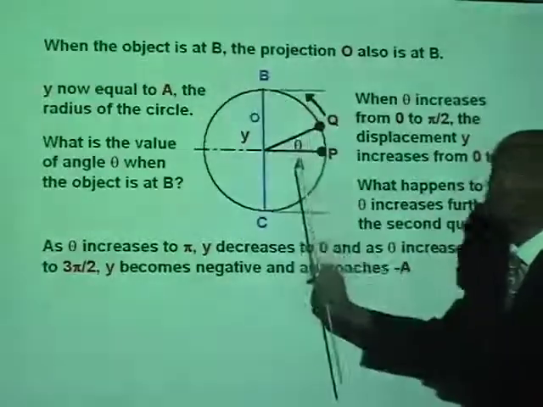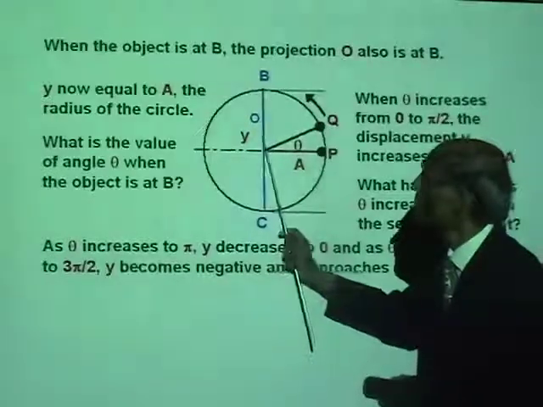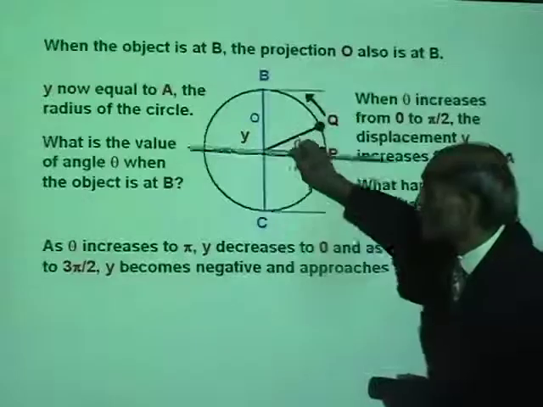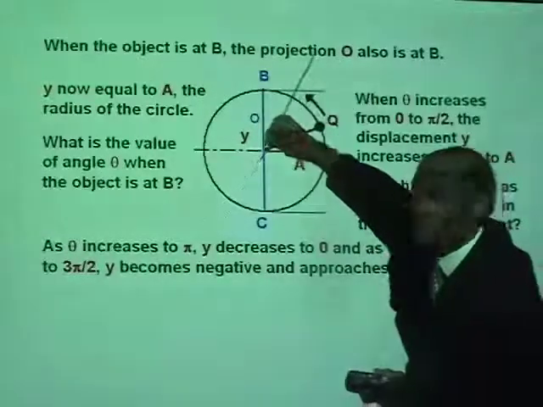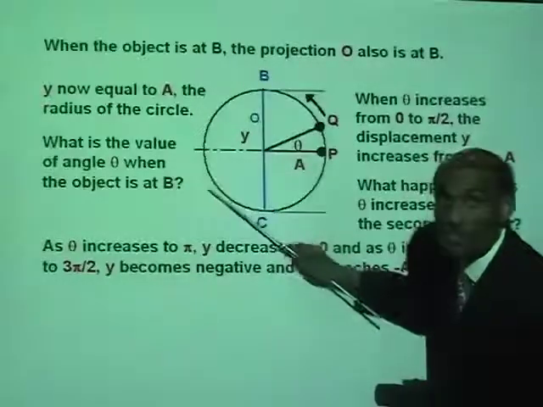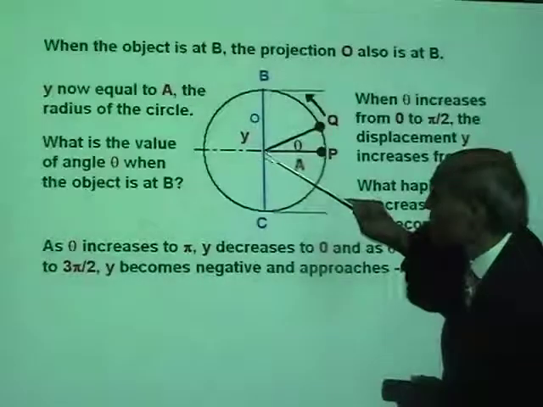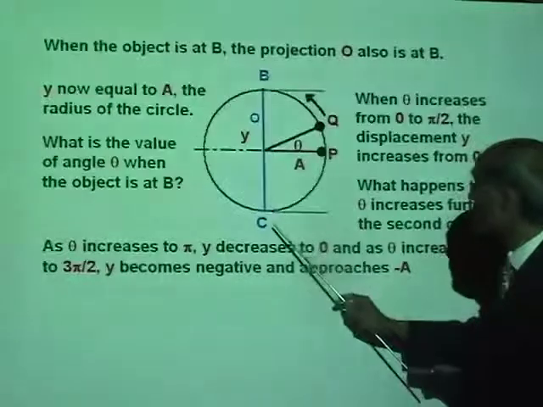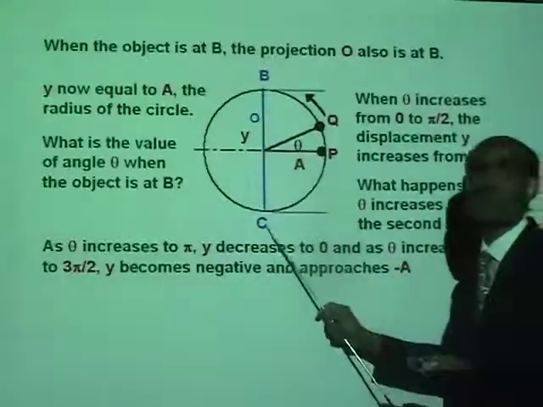I hope you understand this angle we're talking about. This is pi by 2. Now it increases to pi. What happens as the angle further increases from pi to 3 pi by 2? That means the object is now continuing on this part of the circle. Well, the projection O will now move down and approaches the value negative A.